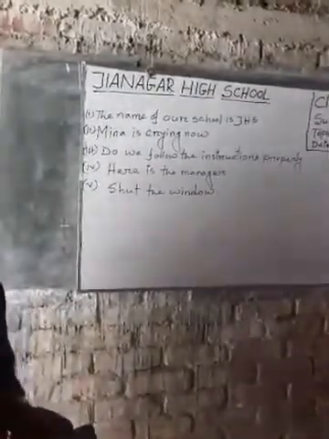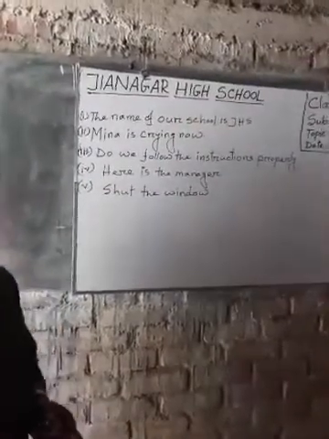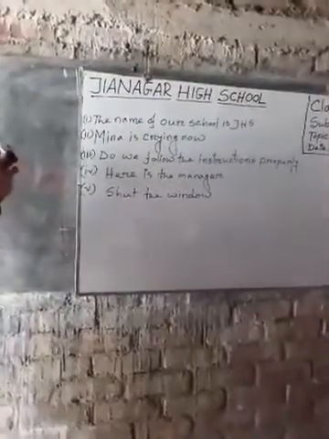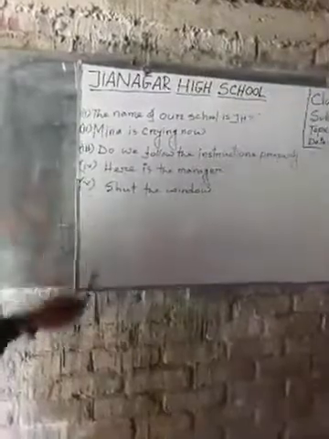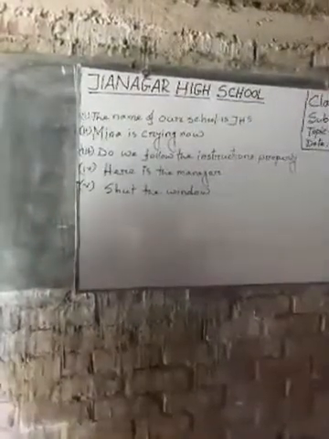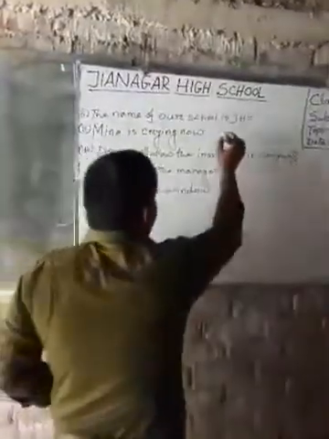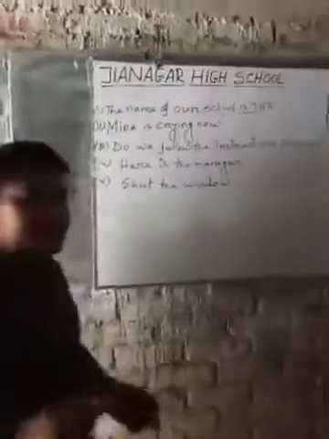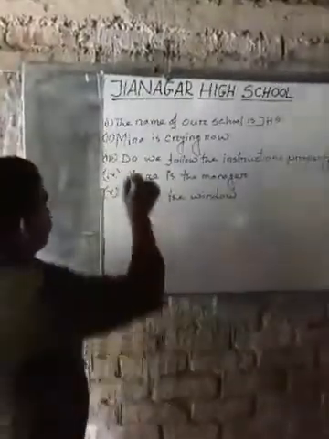I have given 5 sentences on the board, and you have to find out which one is subject and which one is predicate. So be careful. We notice the first sentence at first. The name of our school is JHS, Jayanagar High School. Here, what is verb? You have to follow verb at first. Here is verb.